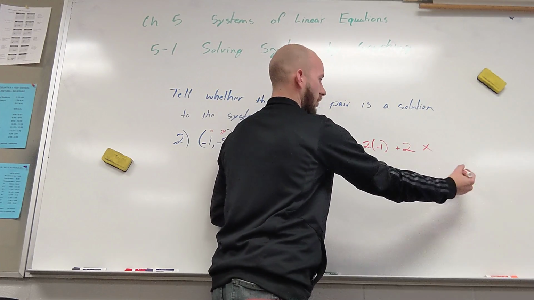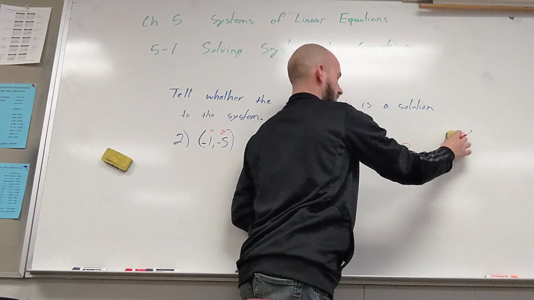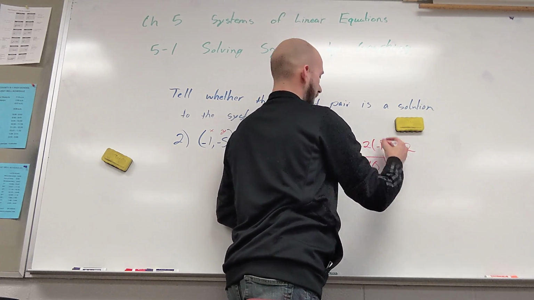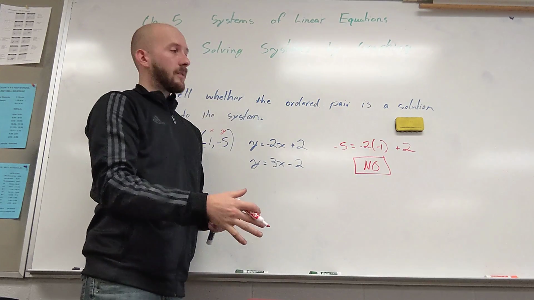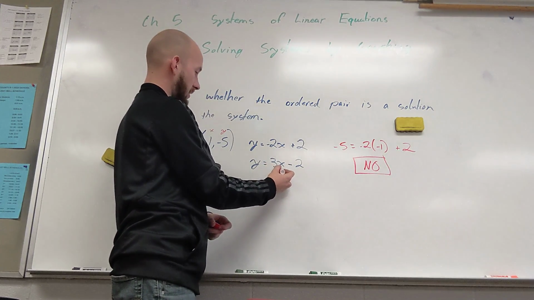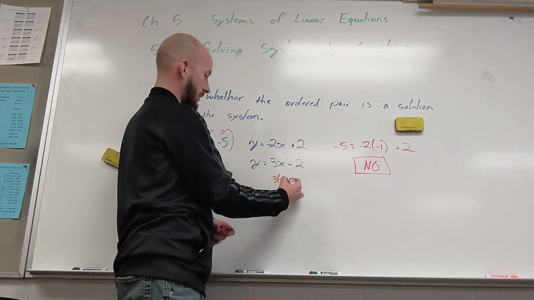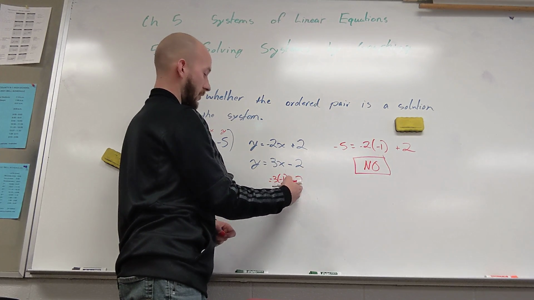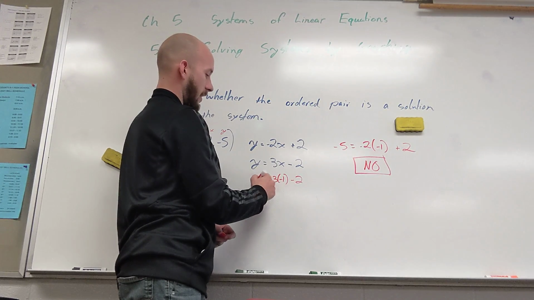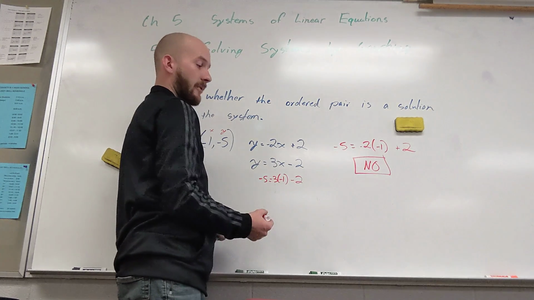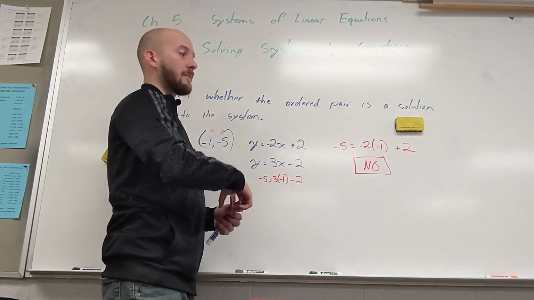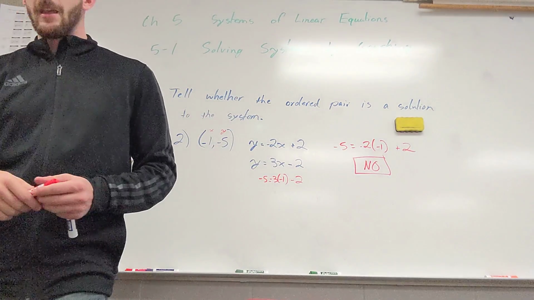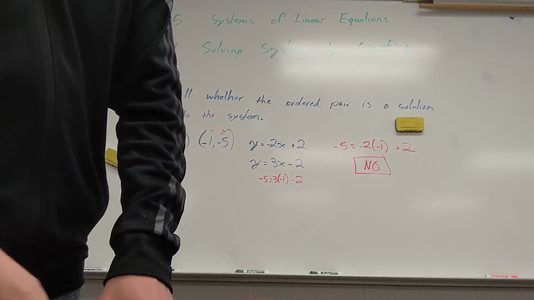And if it does not work for one, it's not going to work for the other. Well, it might work for the second one. Okay, because if I plug this in, 3 times -1, that's -3 minus 2. That is -5. But for it to be a solution to the system, it has to work for both. So there's no point working it out. Yes, exactly. So if it doesn't work for one, you can stop there.